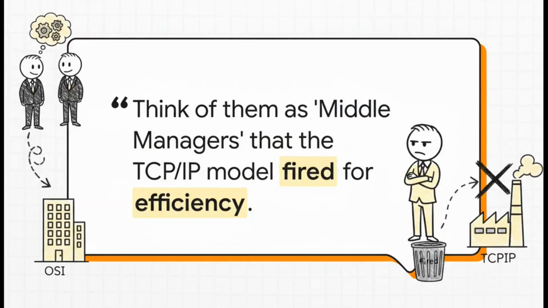And this right here is the perfect way to think about it. The OSI model has these 2 extra layers that the TCP/IP model just doesn't. They're like 2 middle managers in a company. They had very specific jobs, but the leaner, meaner TCP/IP corporation looked at the org chart and decided, you know what? Your roles are redundant. And boom, they were fired to streamline the whole operation.